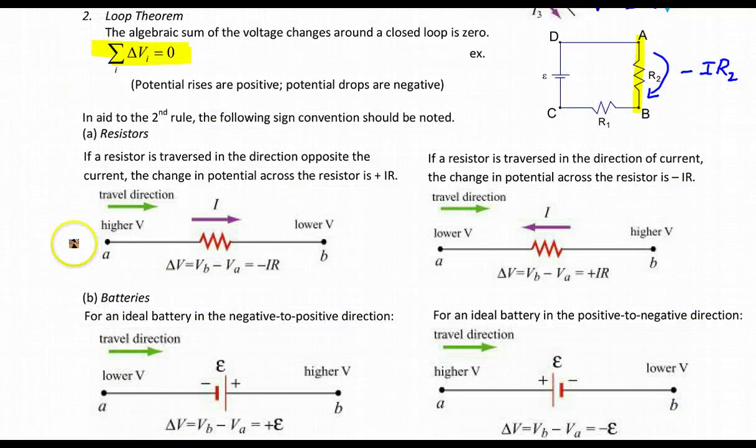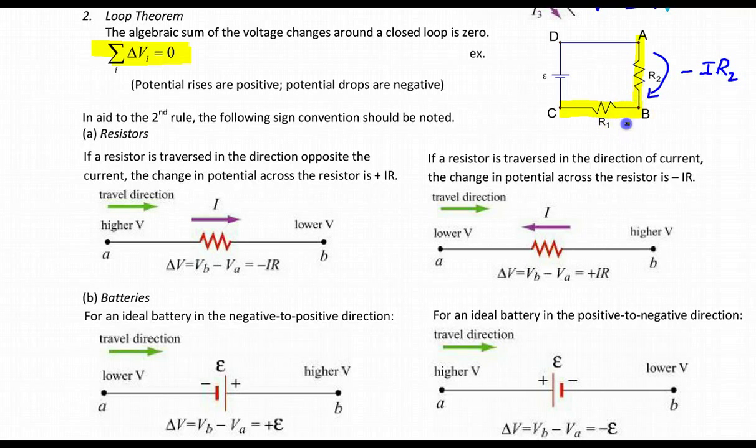So, if you proceed over a resistor in the same direction as the electrical current, you will lose an electric potential that is equal to negative IR. If you traverse a resistor in the opposite direction of the current, then there will be an increase of electric potential of positive IR. Now let's continue going across our resistors as we proceed from B to C.